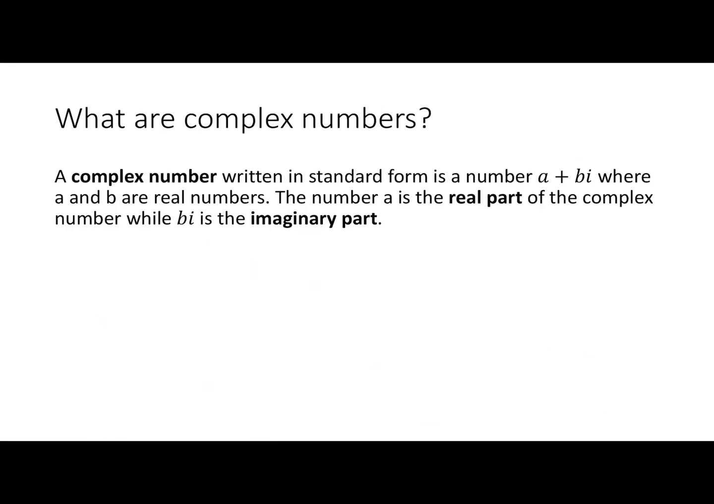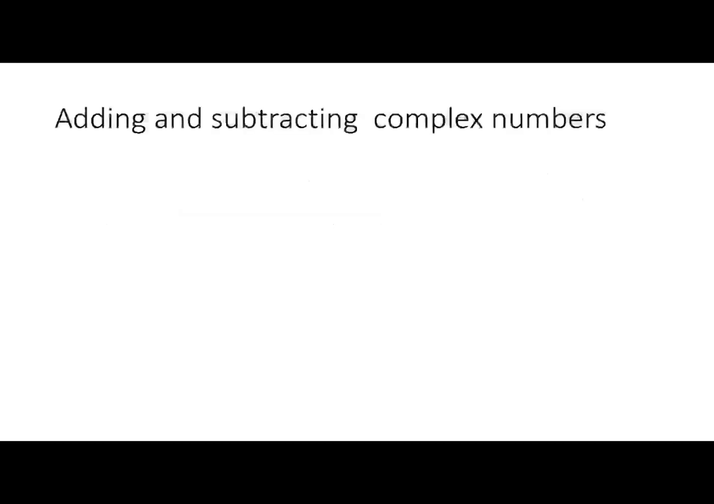A complex number, whenever it's written in standard form, is a number a plus bi, where a and b are real numbers. And the number a is the real part, while the part bi is the imaginary part. Okay, so here's some examples. 2 plus 3i, that's going to be a complex number. 5 minus 5i, that's a complex number as well. Basically, it's just sort of like a mixed number between imaginary and real values.